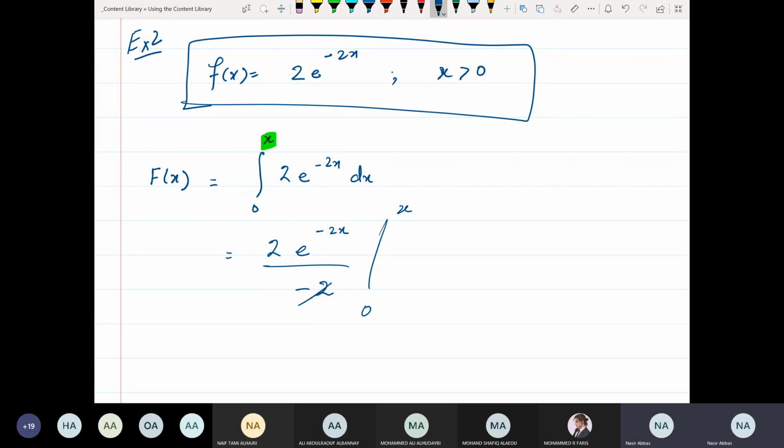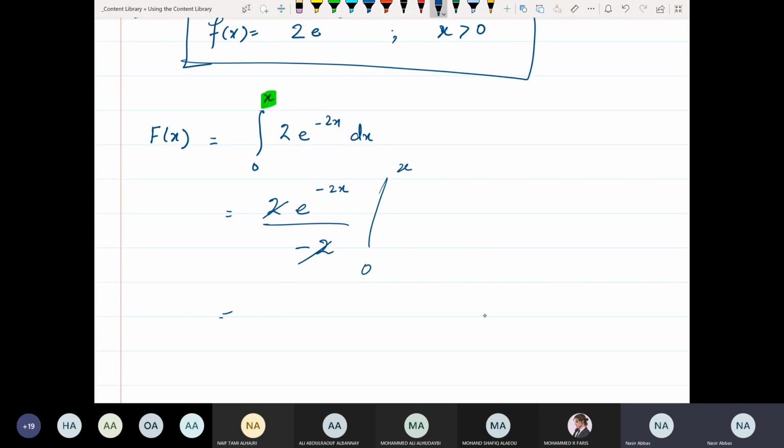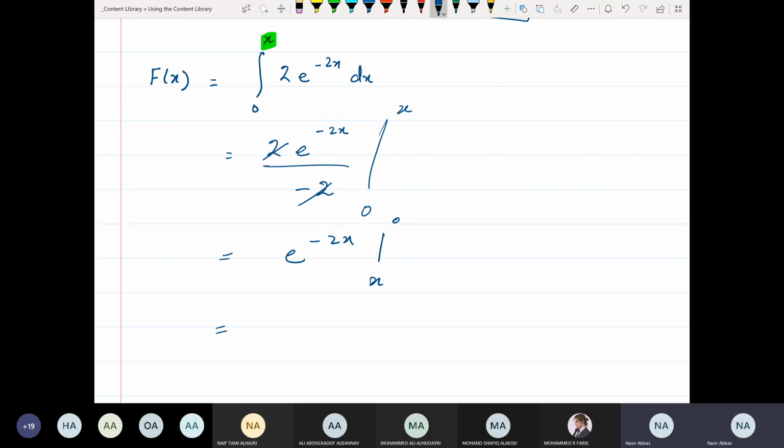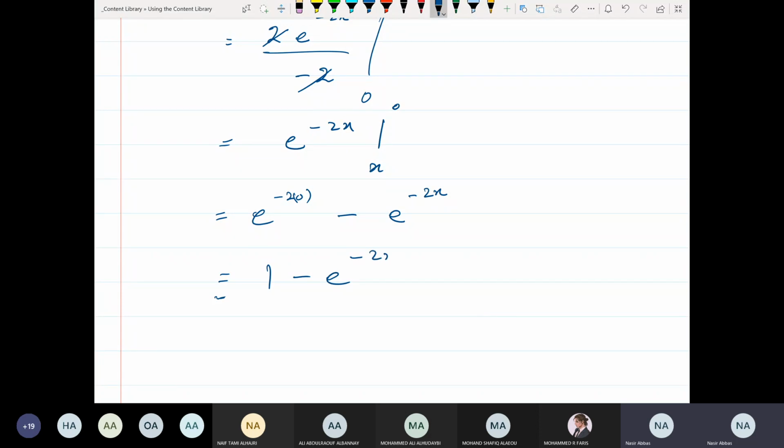So 2 cancels out with 2. And I have a minus. So I'm going to adjust the minus by flipping the domain. So e to the power minus 2x from x to 0. I got rid of the minus. And now I'll put the values. I'll get e to the power minus 2 times 0 minus e to the power minus 2 times x. And I will get 1 minus e to the power minus 2x. This is my capital F of x.